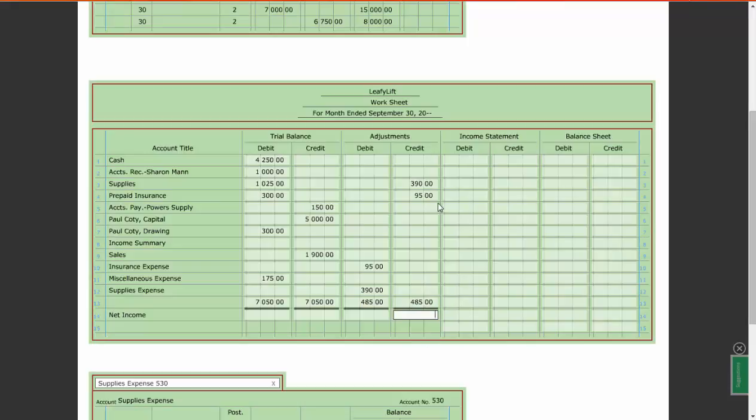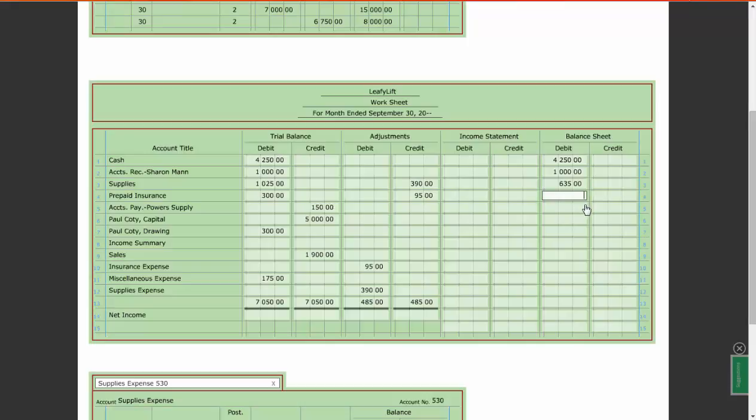Okay, so the next part after you fixed your adjustments is to determine, does it go on the income statement or balance sheet? And remember, assets, liabilities, and owner's equity go on your balance sheet. Revenue and expenses go on your income statement. Cash is an asset, so I'm going to put $4,250 on the balance sheet. Same thing for accounts receivable, Sharon Mann. Supplies is also going to go on the balance sheet, but not $1,025, also not $390. I need to take $1,025 and subtract $390, so that's going to give me $635.